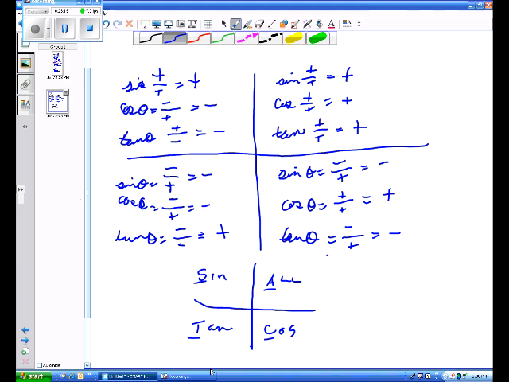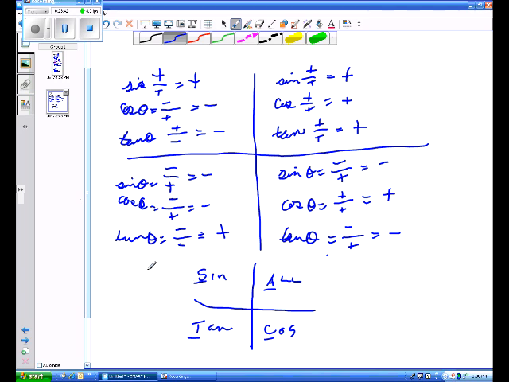So you can use a little tool to help you remember, but you do need to know in each quadrant which functions are positive and which ones are negative. This gives you the positive ones, and then the others are negative. And I only put down the main function, not its reciprocal.